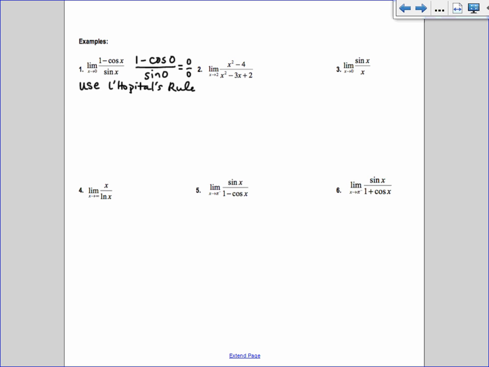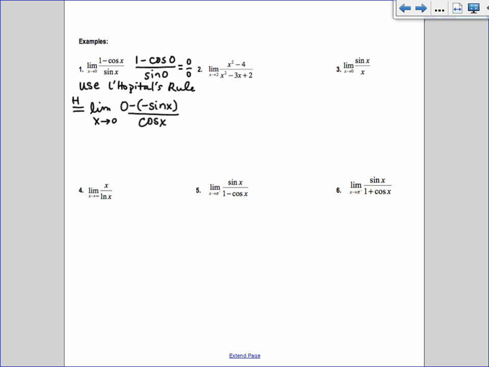Anyway, what I do is put a little equal sign with an H over it, so I remember that I used L'Hopital's rule. I take the derivative of the numerator and denominator. Don't forget to write your limit, as x goes to 0. The derivative of 1 minus cosine of x is 0 minus a negative sine of x, all over the derivative of sine of x, which is cosine of x. So we end up getting sine of x over cosine of x.